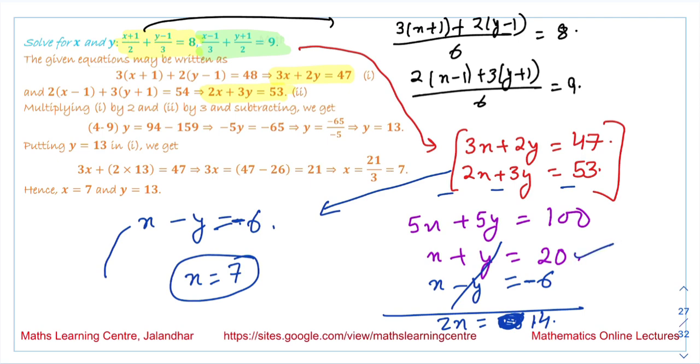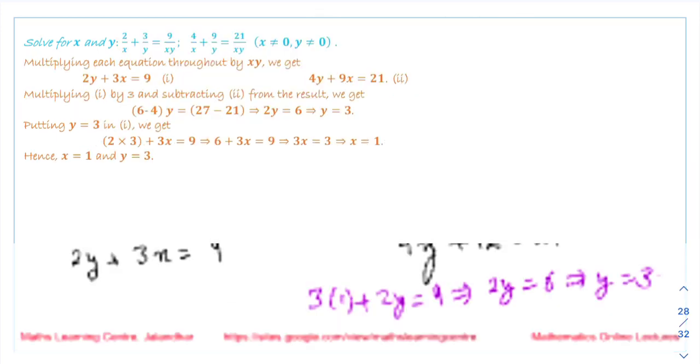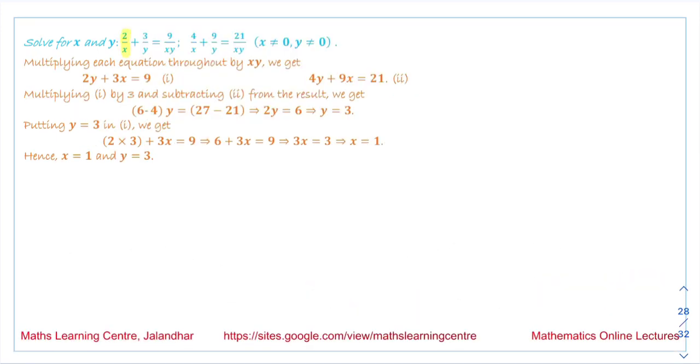And to get the value of y, we substitute in this: 7 plus y is equal to 20. So the value of y that we get is 13. So this is our final answer, that x is equal to 7 and y is equal to 13. Otherwise you can solve them by the previous method that we have studied and you will get the same answer in that case also.